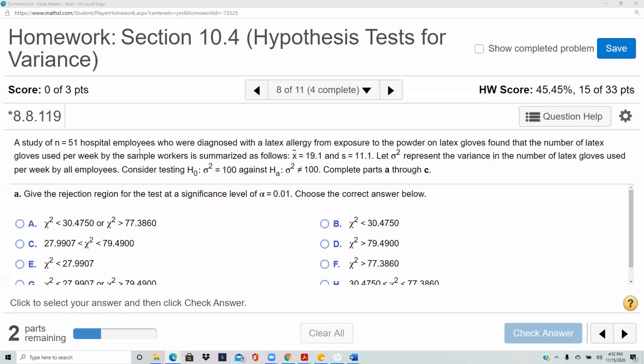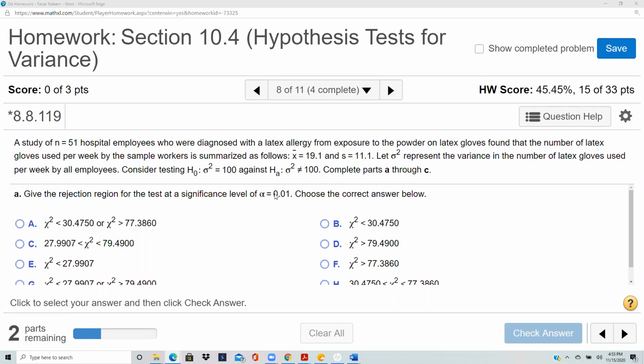A study of 51 hospital employees who were diagnosed with allergy from exposure to powder on gloves found that the number of gloves used per week by the sample workers is summarized as follows. Let sigma square represent the variance. Consider this hypothesis test: sigma square equals 100 against sigma square not equal to 100. Give the rejection region for the test at a significance level of 0.01.